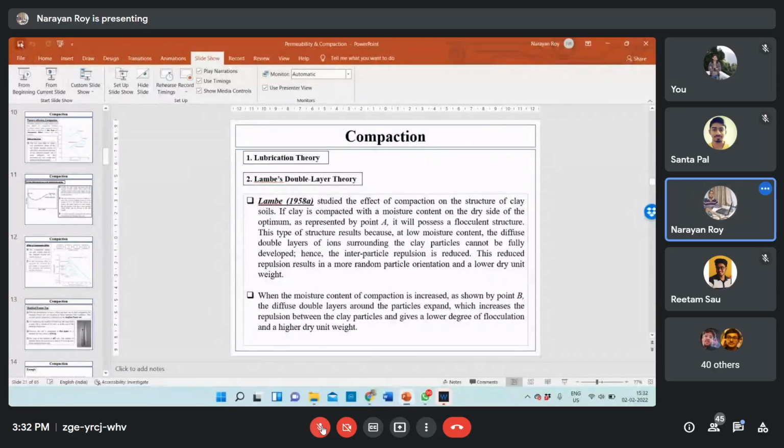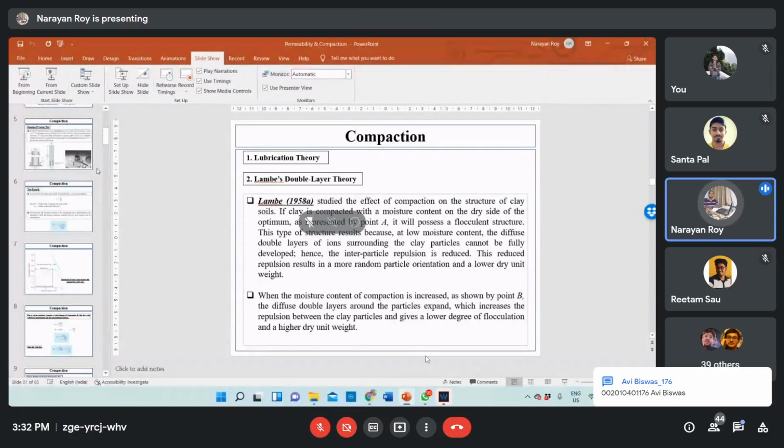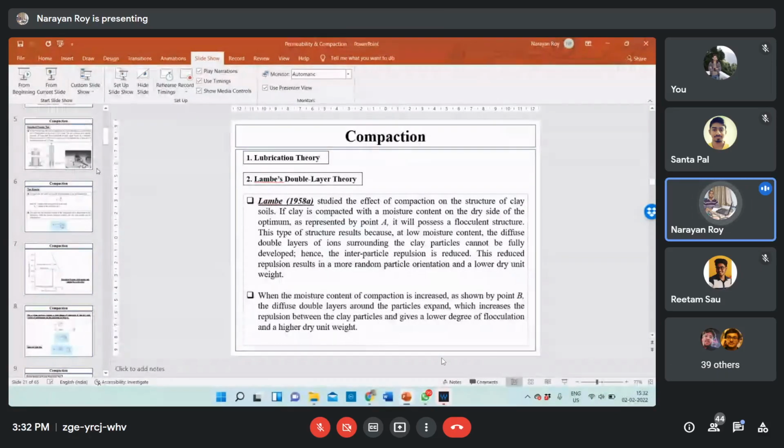Okay. Yeah, we have just got the GO, government order, from the West Bengal government, but specific instruction is yet to come from the university. So that will come very soon, possibly.